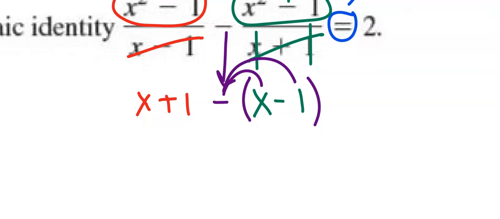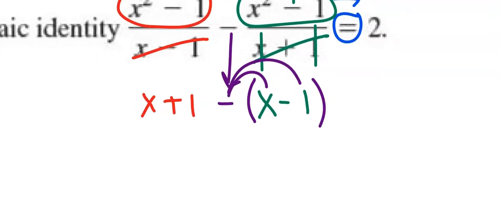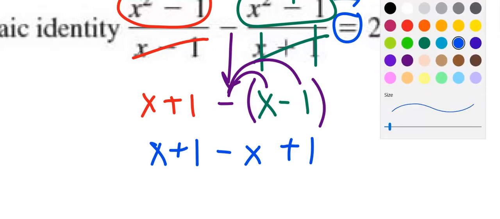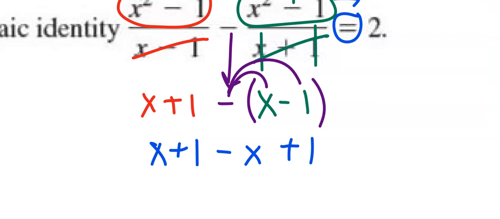All right. So I got x plus 1 minus x plus 1. Anything cancel out? The x's. All right, heading back to Texas. Leaving me 1 plus 1, which is 2. We did it! We proved that the left side equals 2.